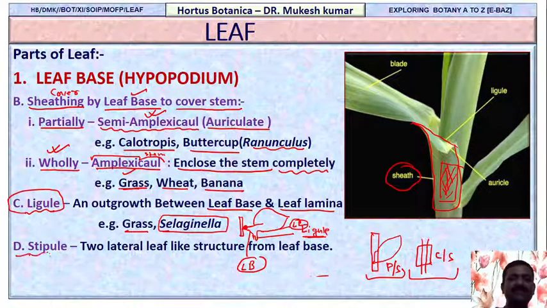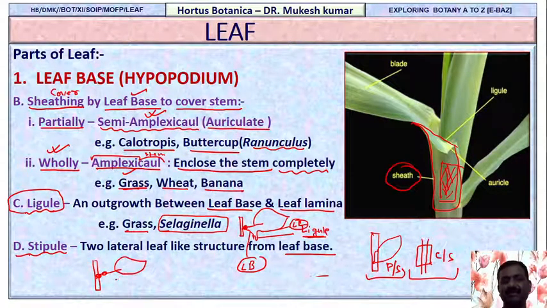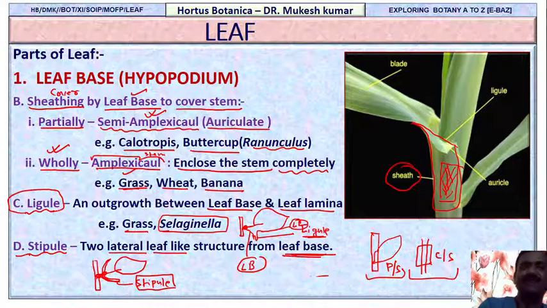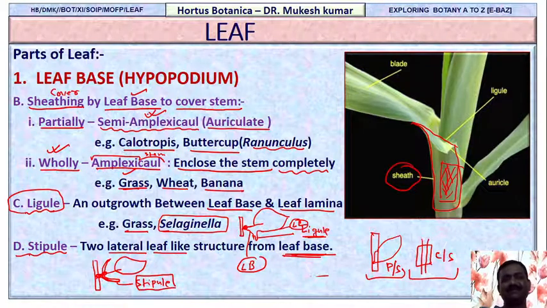Okay, now similarly we have the stipule. What is stipule? Two lateral leaf-like structures from the leaf base. See, this is again your stem, this is your node, and this is your leaf base, petiole, and the leaf lamina, and this is the lateral outgrowth, either one side or both sides, like this. So this very structure is called stipule. So what is stipule? Yes, it is a lateral, leaf-like outgrowth from the leaf base. So here we find three important headings, my dear, isn't it? Yes, first one, covering of the leaf base, completely or partially. Second, we found the ligule condition.